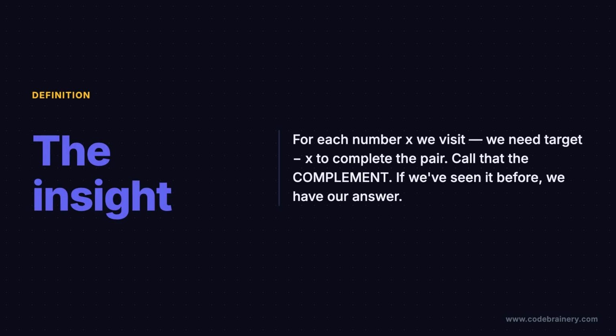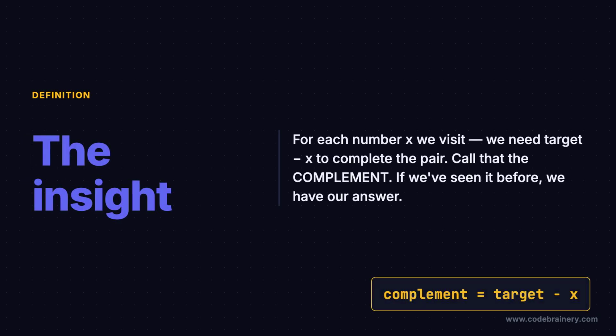Here is the insight. For each number we visit, ask, is there another number we have already seen that adds with this one to hit the target? If the current number is x, we need target minus x. We call that the complement. If we have seen the complement before, we have our answer.